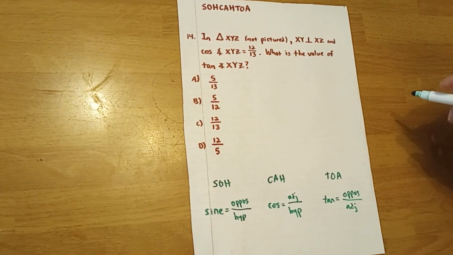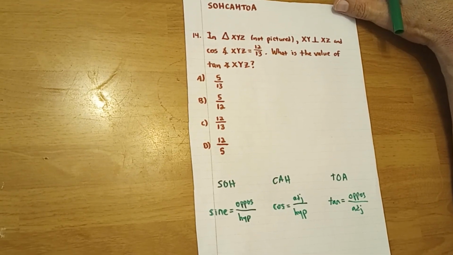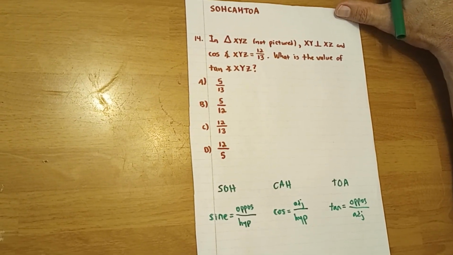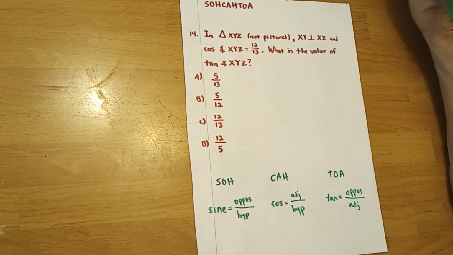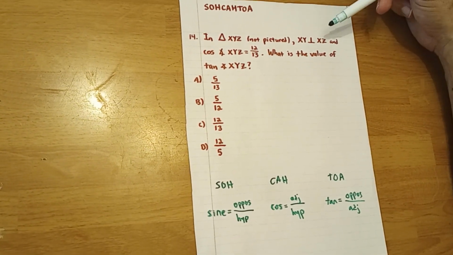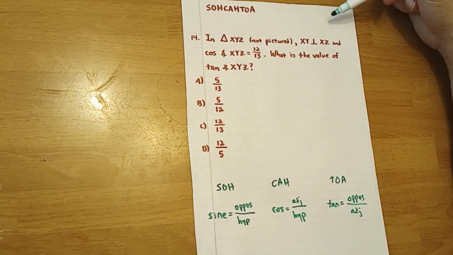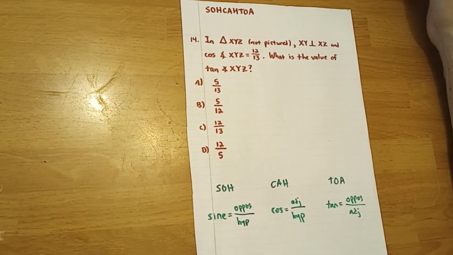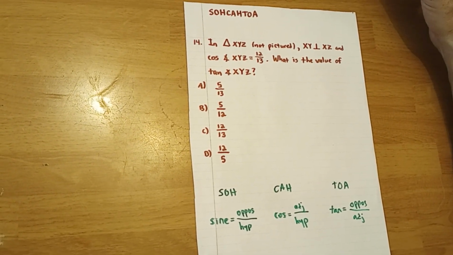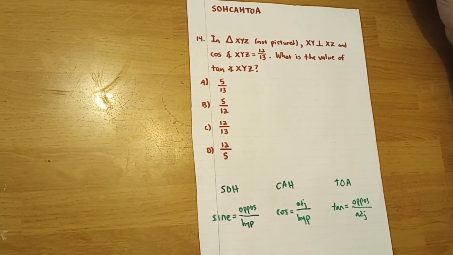So let's see what this problem says. It says in triangle XYZ, which is not pictured, XY is perpendicular. That means they meet at 90-degree angles. XY is perpendicular to XZ, and the cosine of angle XYZ is 12/13. What is the value of the tangent of angle XYZ?